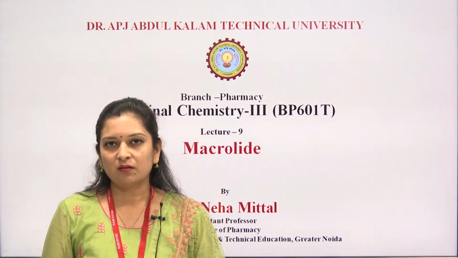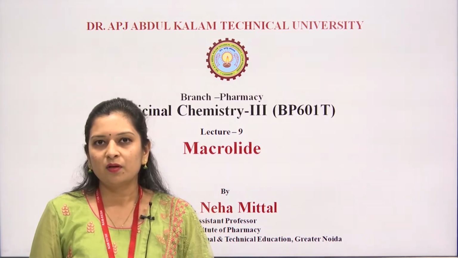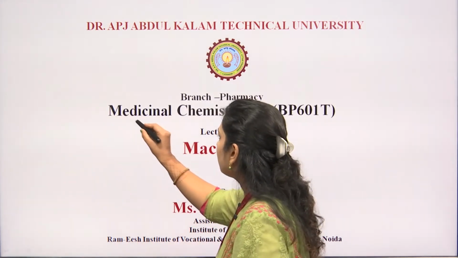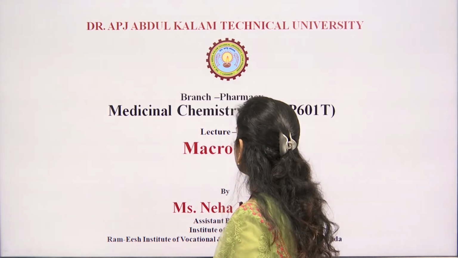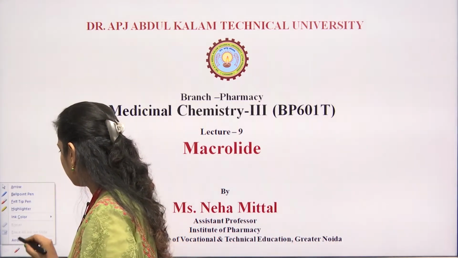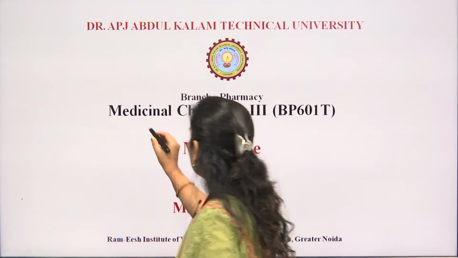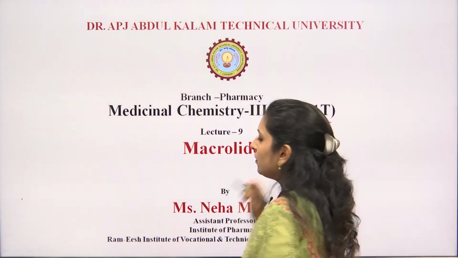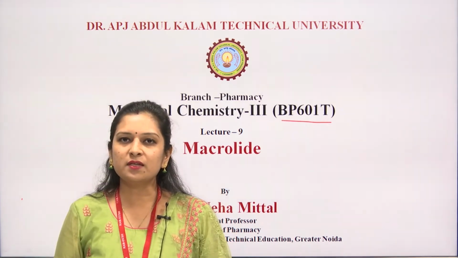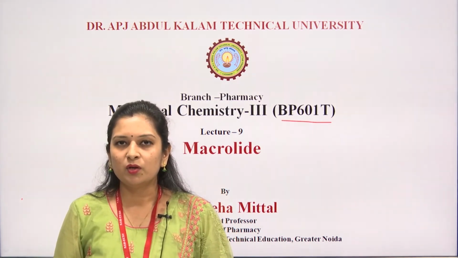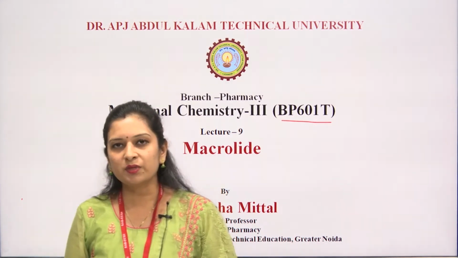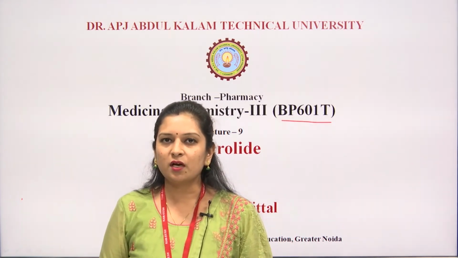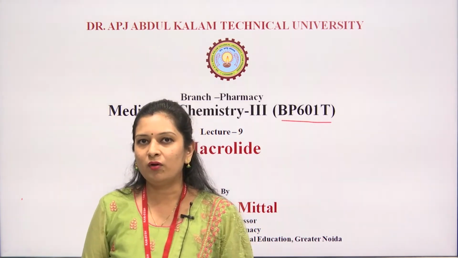In this lecture, I am going to discuss Unit 3rd under the subject Medicinal Chemistry, Code BP 601. This is Unit 2 in which we will discuss macrolides. So, in this video lecture, we are going to discuss the macrolide antibiotics, which are a part of medicinal chemistry Unit 2.